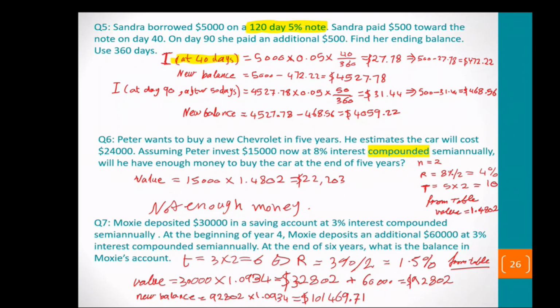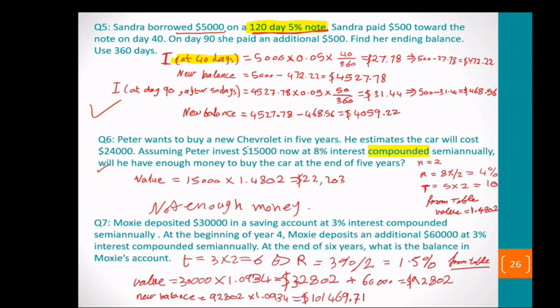This example, 5-day notes, 120-day 5% note. Borrow $5,000 at day 100. We solved this question before, I think. This is payment on installments. He paid on installments. We solved this question before. I think this one also.